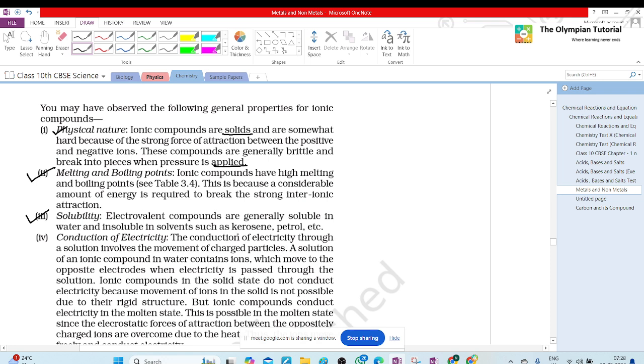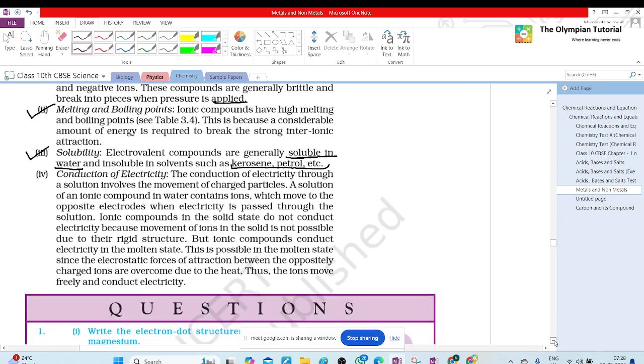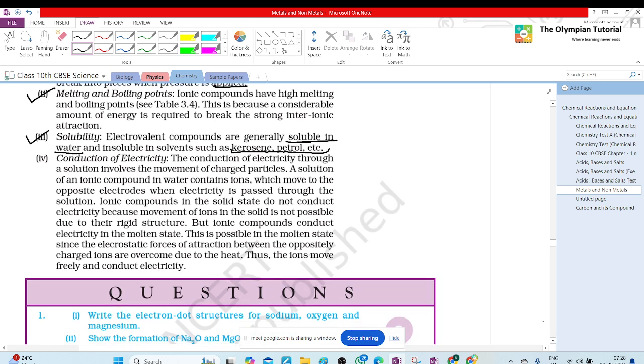Solubility: these electrovalent compounds are soluble in water because in water they give ions, but insoluble in solvents like kerosene and petrol. Conduction of electricity: when they are dipped in water, they are soluble, they give ions, so they conduct electricity.